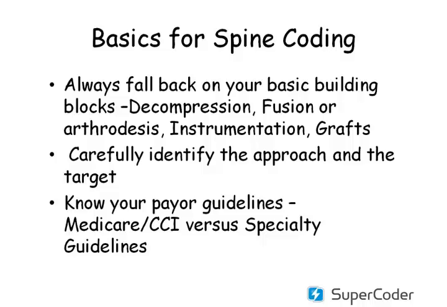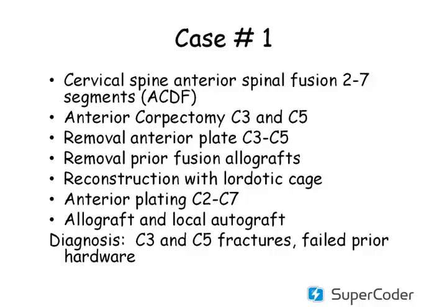So we're going to go ahead and move on to case 1. This one is a cervical spine anterior spinal fusion, 2 to 7 segments. The ACDF is the abbreviation for it. In this case, a corpectomy was done at C3, a complete corpectomy, and a complete corpectomy at C5. The patient had had prior surgery there. There was a prior fracture that had been fixed. They removed the anterior plate and the prior fusion allografts. They reconstructed the corpectomy levels with lordotic cages.